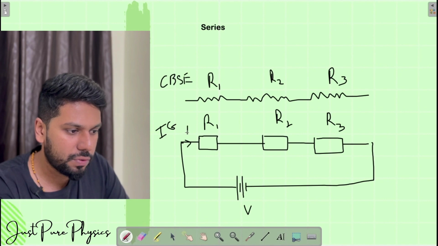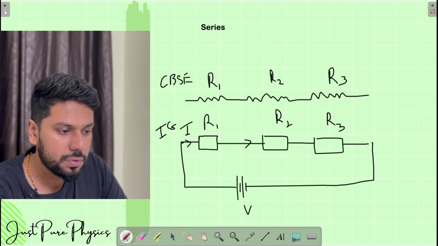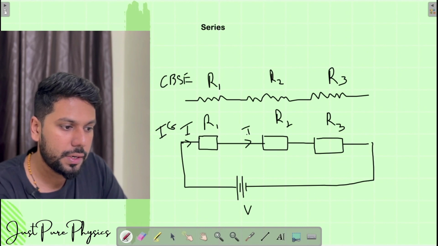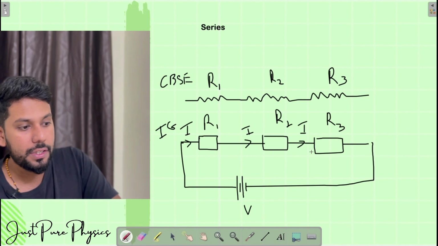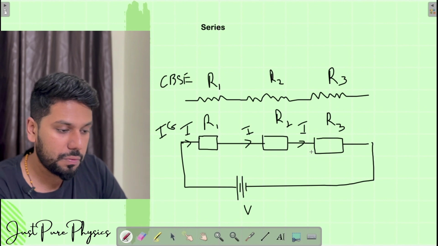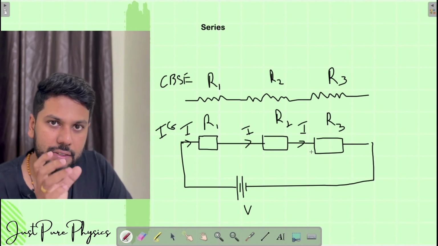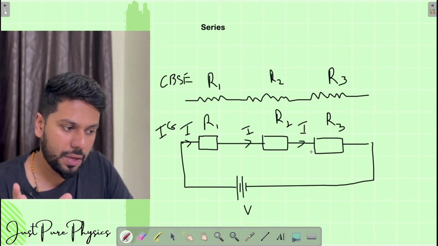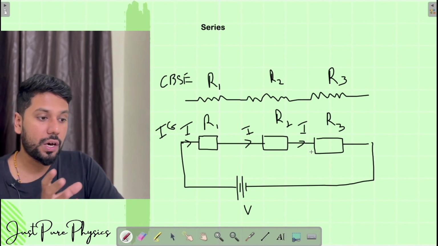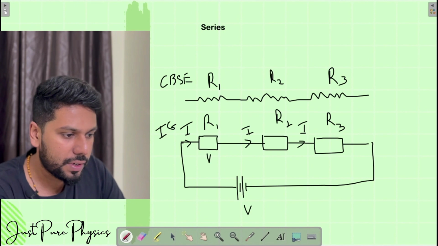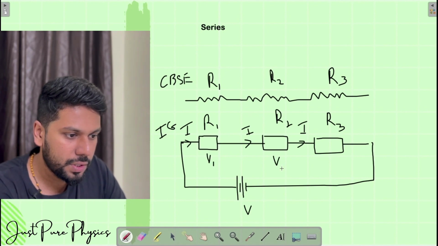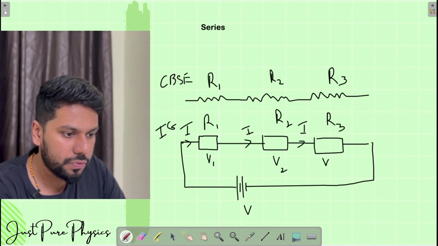Because whatever current is flowing through R1, same current has to flow through R2 also, right? And same current has to flow through R3. Same current is flowing, but you know what? Voltages get separated, divided. R1 will have a different voltage, R2 will have a different voltage, R3 will have a different voltage. So I will write voltage V1, V2 and V3.